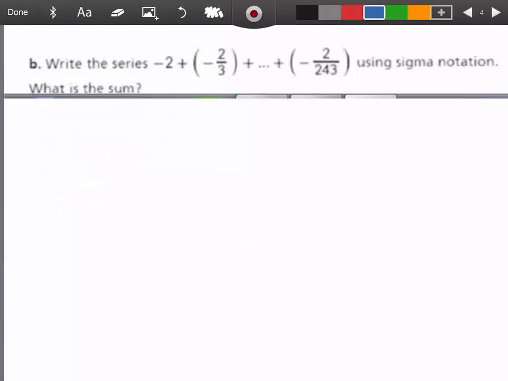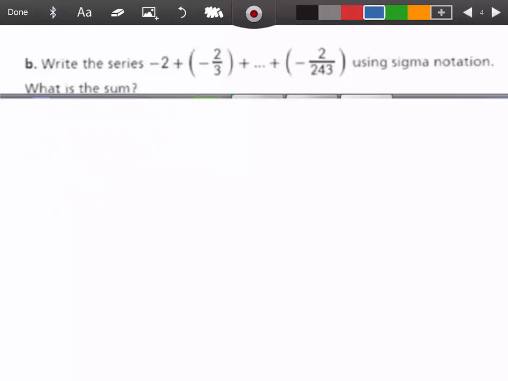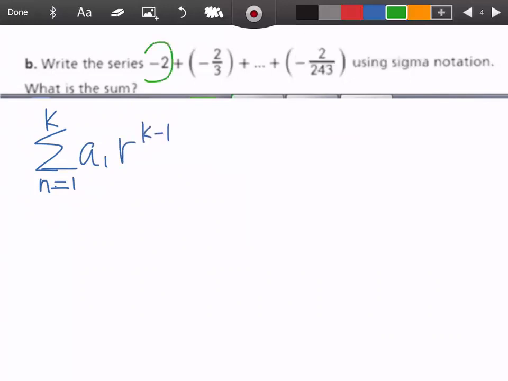So right now, this is an expanded form. We want to write it using sigma notation, which we have to recall is the summation of n equals 1 to k of a sub 1 times r to the k minus 1. So our first term, that's -2. That's going to replace a sub 1.